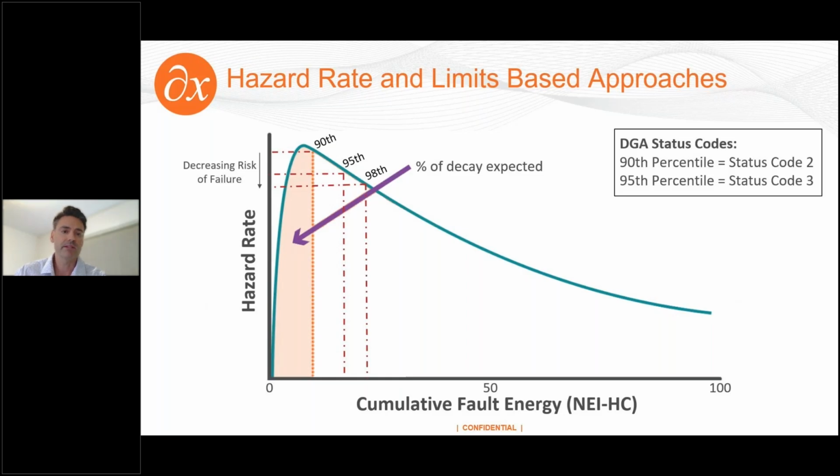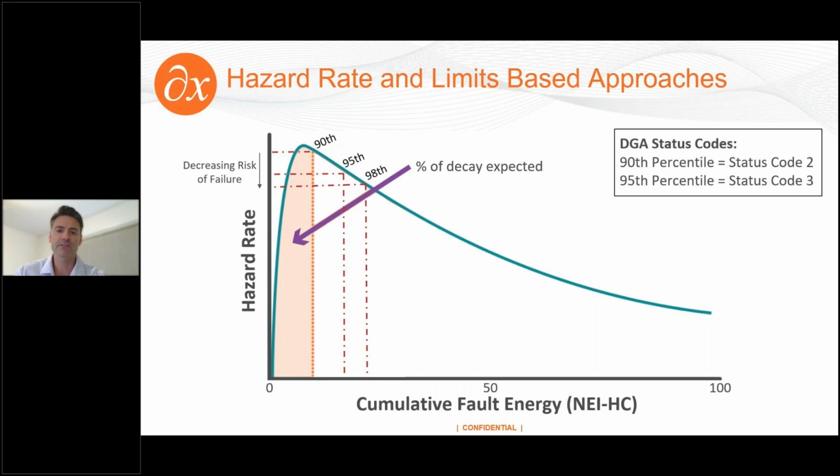So using reliability statistics, Delta X research showed that as we move down from the peak, the top of the curve, to status code 2, the 90th percentile, and then to status code 3, the 95th percentile, this corresponds to a lower hazard rate. So the IEEE higher level limits do not suggest higher levels of risk, exactly the opposite. The 90th percentile limits are too high for preventing some failures, while the 95th percentile limit falsely suggests higher risk. So the model shows that if the initial gassing is not due to a problem that kills the transformer quickly, additional gassing gradually declines in significance.